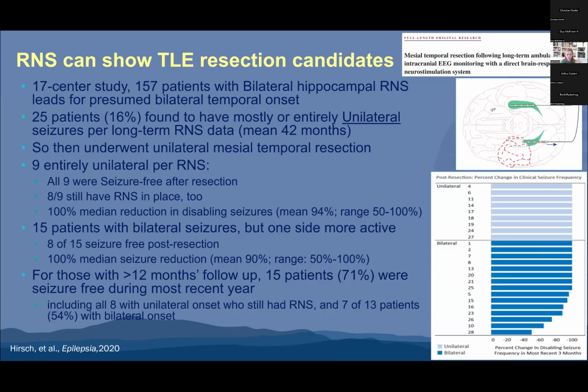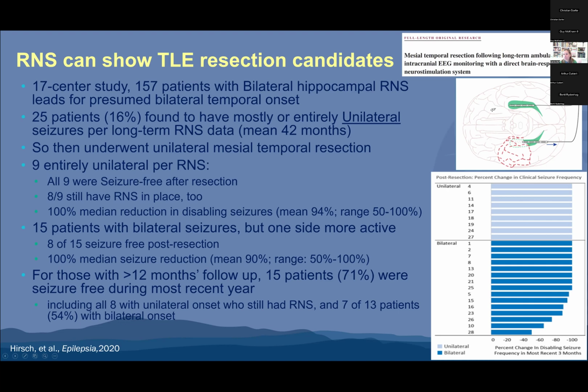This was another more recent study, 157 patients with bilateral hippocampal RNS leads placed because it was felt that they had bilateral temporal lobe epilepsy, therefore you can't resect anything. However, 25 patients, 16% of them, were found to have mostly or entirely unilateral seizures. 9 of them were entirely unilateral per their RNS data after a couple of years of monitoring. 15 of them were bilateral, but were almost entirely one side. So these patients were then taken for a temporal lobectomy, generally leaving the RNS in place, just pulling it back.